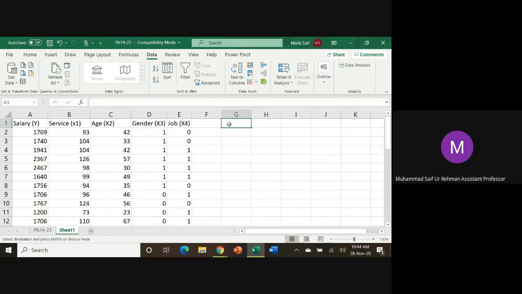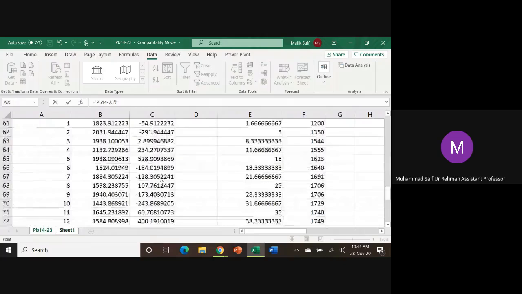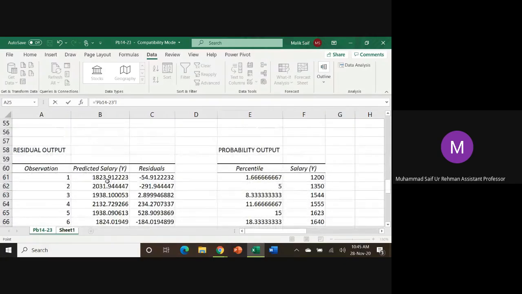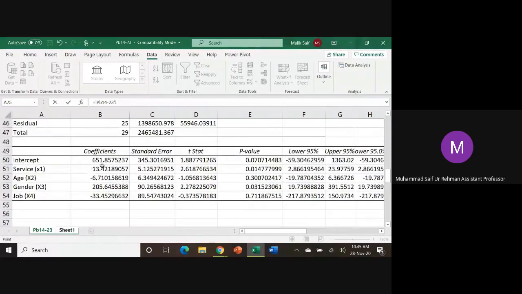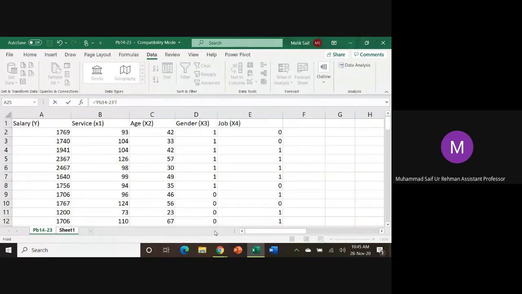How will you find the y hat, the predicted or estimated value? You can write down the formula over here. This is the output given over here. If you see this table, this is the predicted salary. The software has calculated it straightforwardly. But if the examiner gives you these coefficients and you are required to find the fitted or predicted values, you can find them.